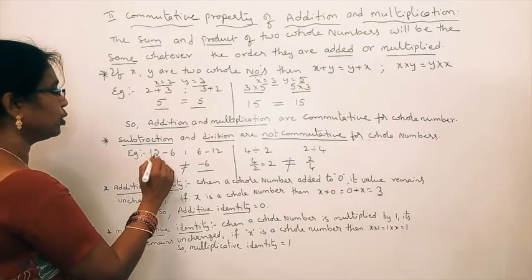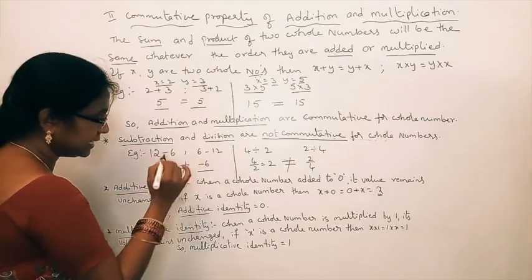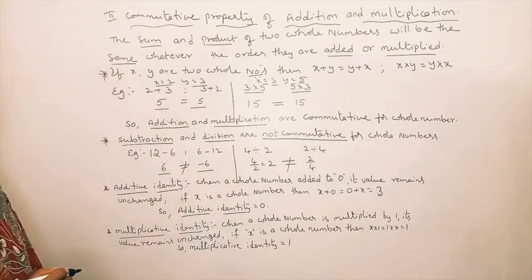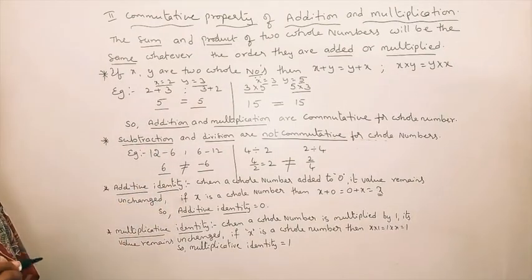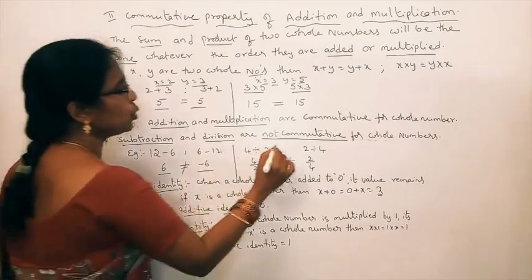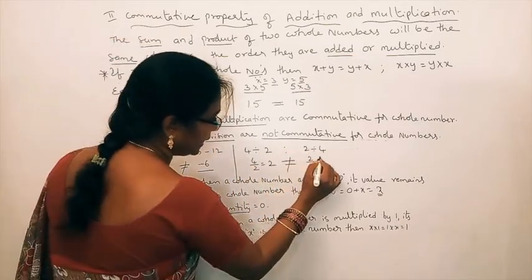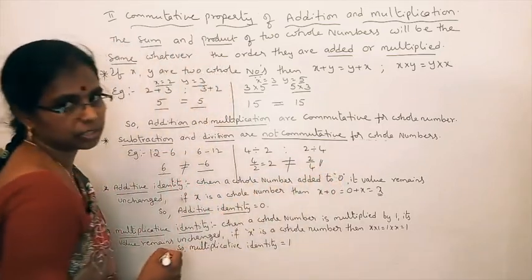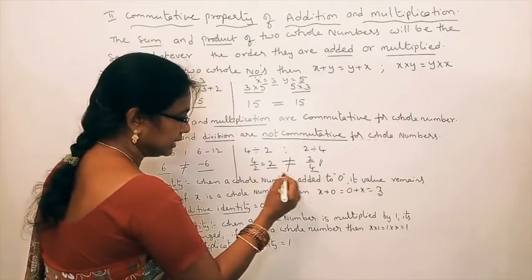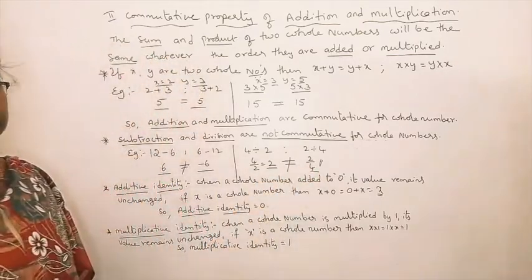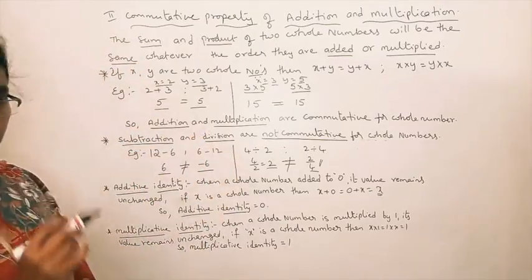Suppose you take two whole numbers, 12 and 6. 12 minus 6 is 6. 6 minus 12 is not 6. Both are not equal. Then we can say subtraction is not commutative for whole numbers. Next, division. Suppose two whole numbers 4 and 2. 4 divided by 2 is 2. But 2 divided by 4 is a fraction. Here one is a whole number and one is a fraction. Then the quotients are not equal. Then we can say division is not commutative for whole numbers.